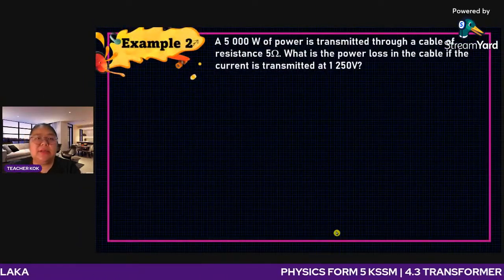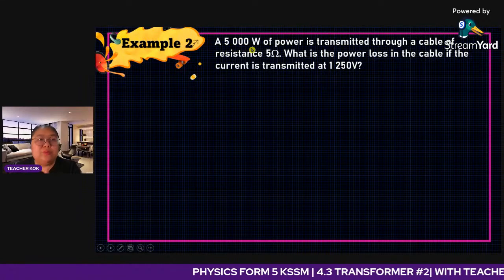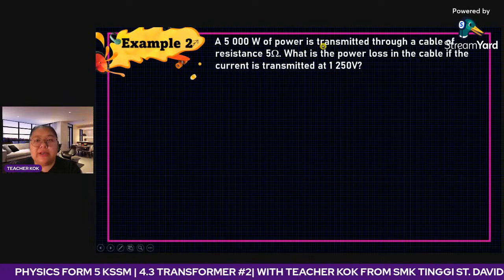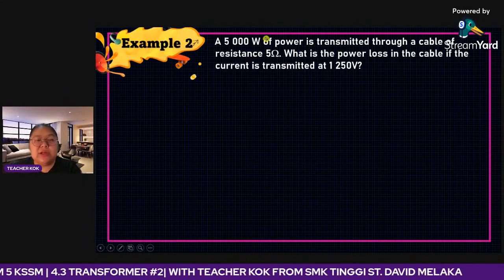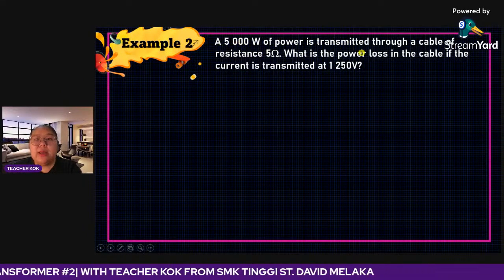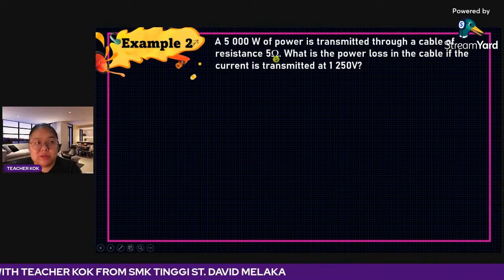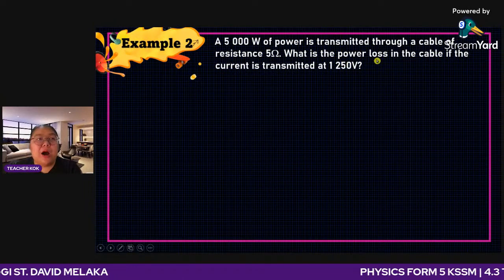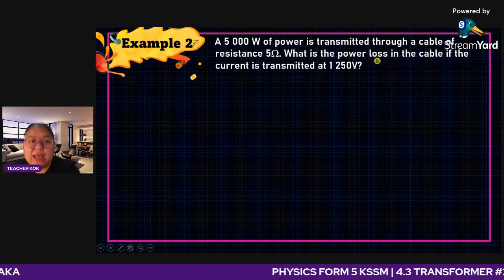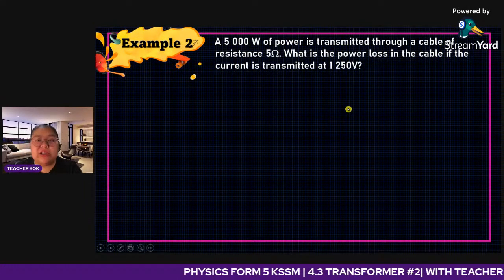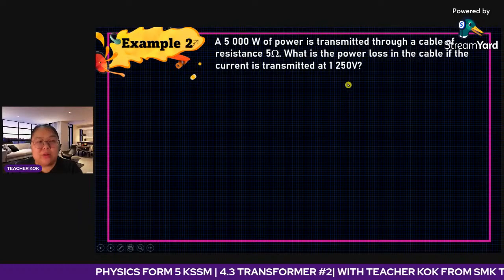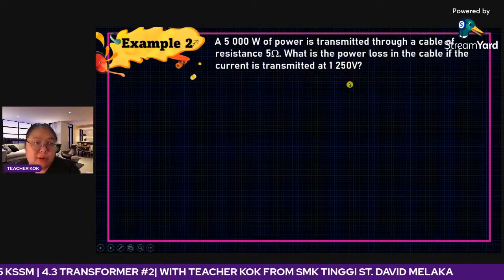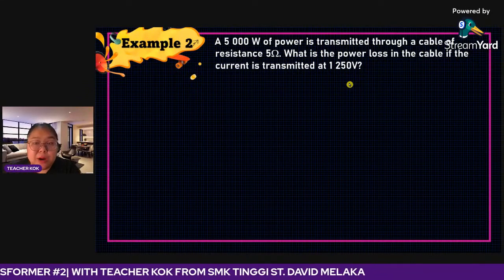Then we go to second question. Okay, second question is a 5,000 watt of the power is transmitted. So understood, this one is P input. Through the cable of the resistance, they provide resistance 5 ohm. What is the power loss in the cable if the current is transmitted at 1,250 volt? So this one talking power loss. Just now we learned about power loss.